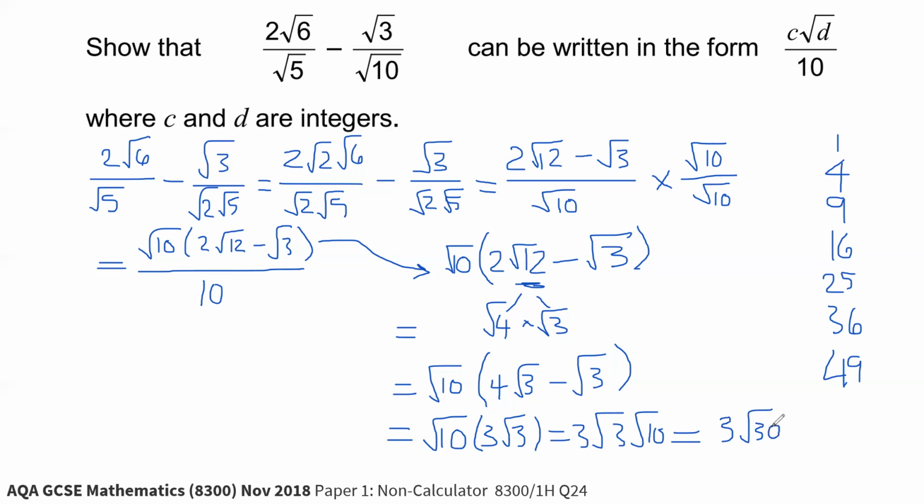Now, if we look down this list of square numbers, we can see that none of these are a square of a factor of 30, which means that we can't simplify this surd any further. But what we do need to do is just go back to this and pop it over the denominator that we had before, 10. So for that, we're going to get 3 root 30 all over 10. And that is in the format that they were asking us to do it in.